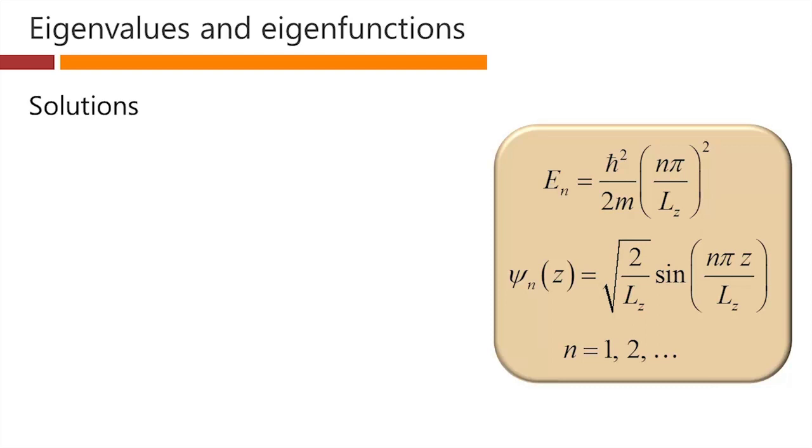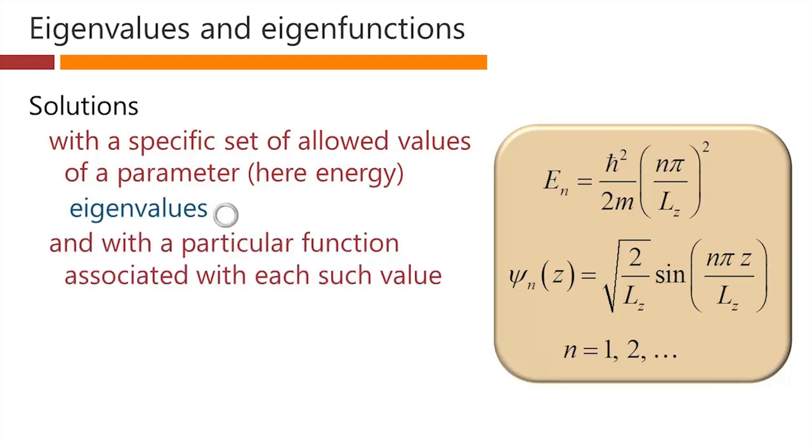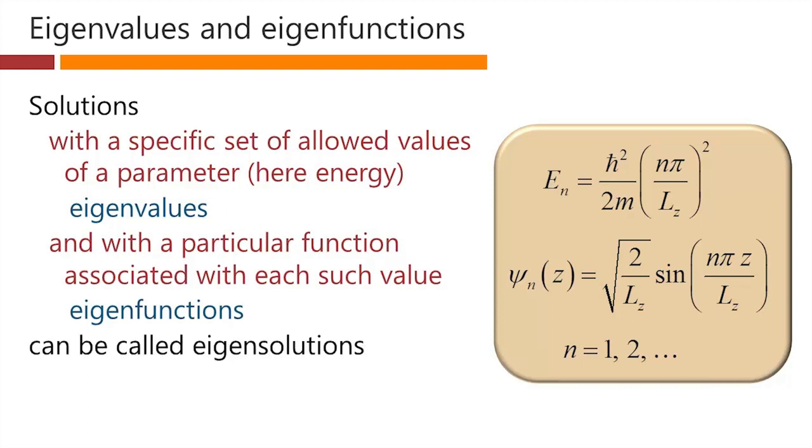When we have solutions where there's a specific set of allowed values of a parameter, here energy, that are required for the solutions, we can call those allowed values the eigenvalues of the problem. And associated with these eigenvalues, there are also particular functions, and we call those functions then the eigenfunctions. And the totality of these eigenvalues and eigenfunctions we could call the eigensolutions.